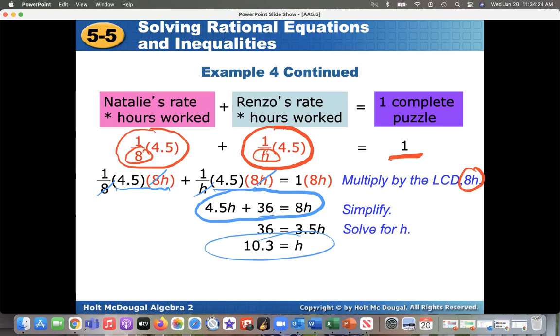All right, so the idea there is we're looking at applications where we have to use the idea of solving a rational equation. Those definitely take it to another level. Questions?